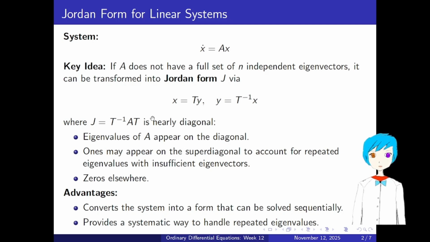So if we convert A into its Jordan form, then we can show that y dot satisfies y dot equals Jy. So we can solve for y repeatedly, starting from yn to yn minus 1. After solving for y, we can use the transform x equals Ty to get x. But of course, the calculation is more complicated than the case when A is fully diagonalizable.